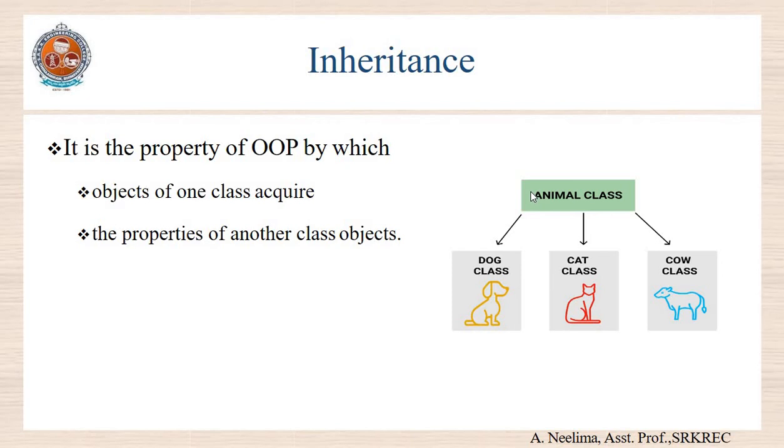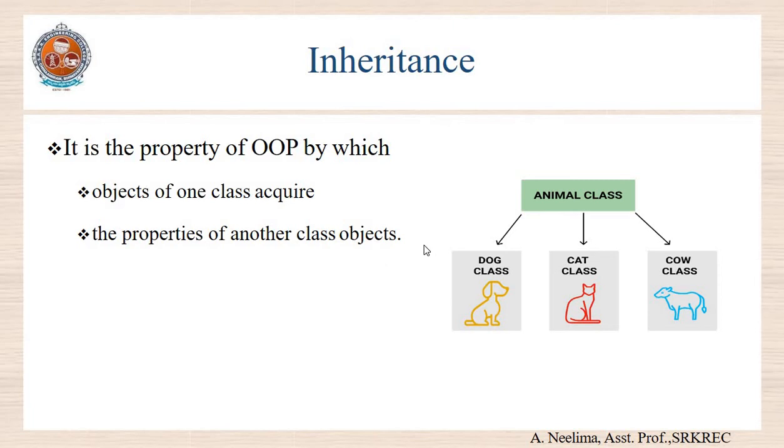And next one is inheritance. The capability of a class to derive properties and characteristics from another class is called inheritance. So inheritance is one of the most important features of object-oriented programming, which is nothing but where the objects of one class acquire the properties of another class object.